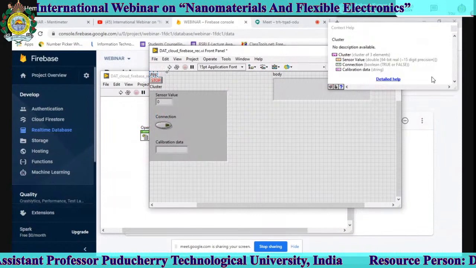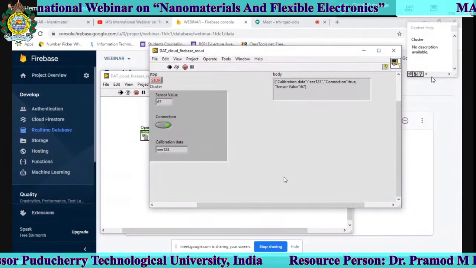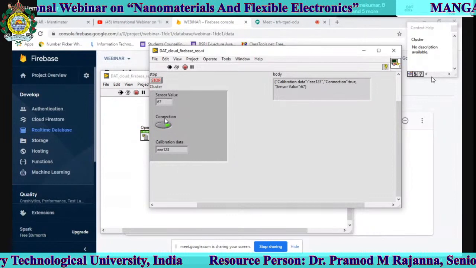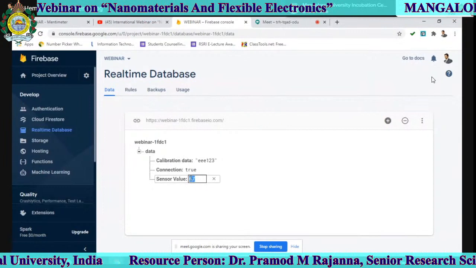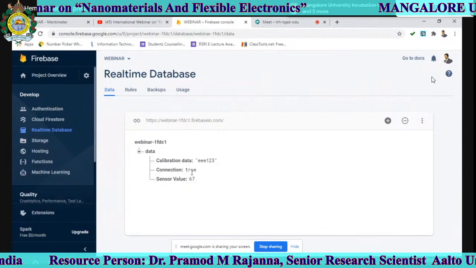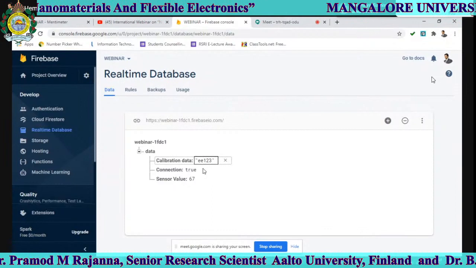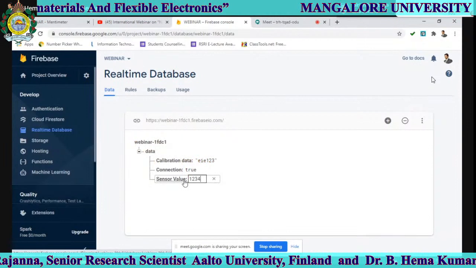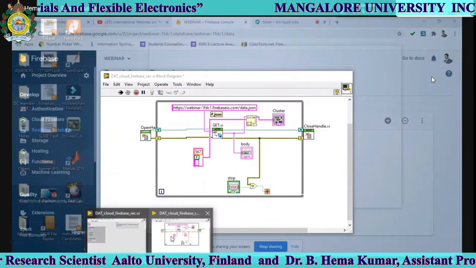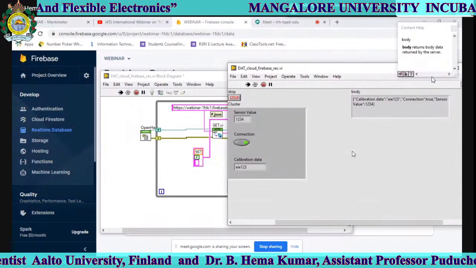You should be able to see the sensor value. So that's the data that is retrieved from the cloud. You can see the Boolean status and the calibration data. I can change the value from here. Say I'll give 67 or some other data, 375. I'll give IE. I have to press enter to change the data. Now it should be reflecting on your mobile PC.